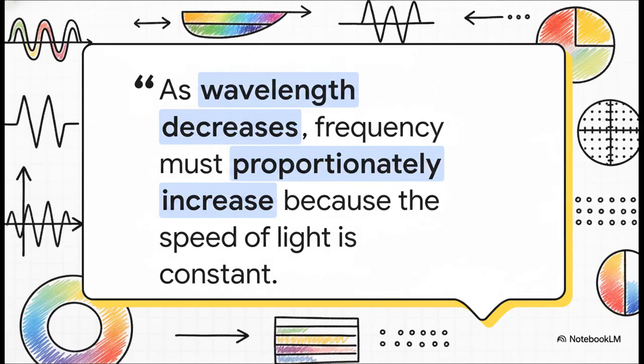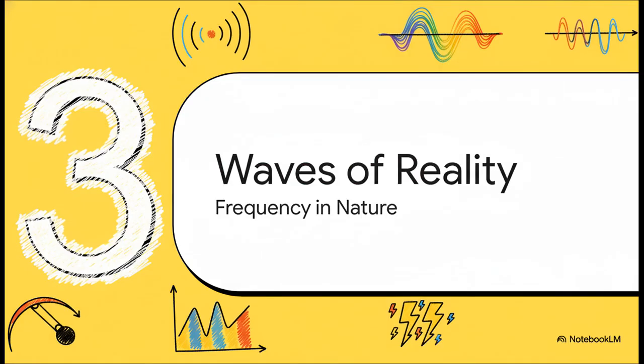Right. So the really crucial thing to get here is that they have this perfectly balanced inverse relationship. Because light travels at a constant speed, that's just a universal rule. If the wavelength gets shorter, the frequency has to speed up to compensate. And it works the other way around too. One goes up, the other must go down. It's a perfect trade-off. Okay, so that's the basic physics.